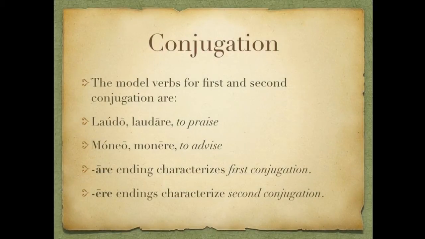So let's start conjugating a verb in Latin. In your book, the model verbs for first and second conjugations are laudo, laudare, which means to praise, and moneo, monere, which means to advise. Verbs that end in are in the infinitive are considered first conjugation verbs. If the infinitive ends in ere, they're considered second conjugation verbs. And the infinitive is just the second principal part. So laudare and monere are both the infinitives.